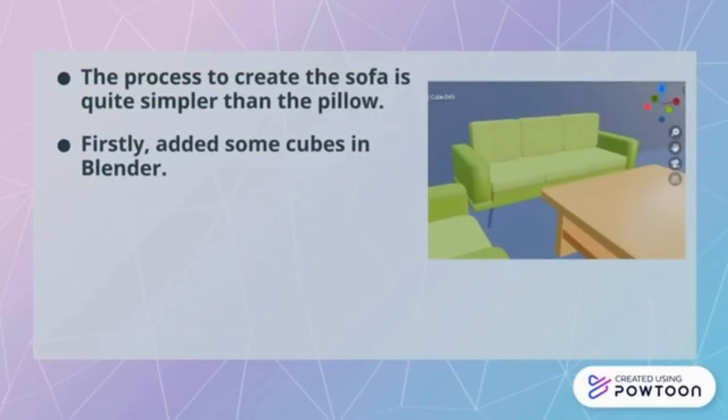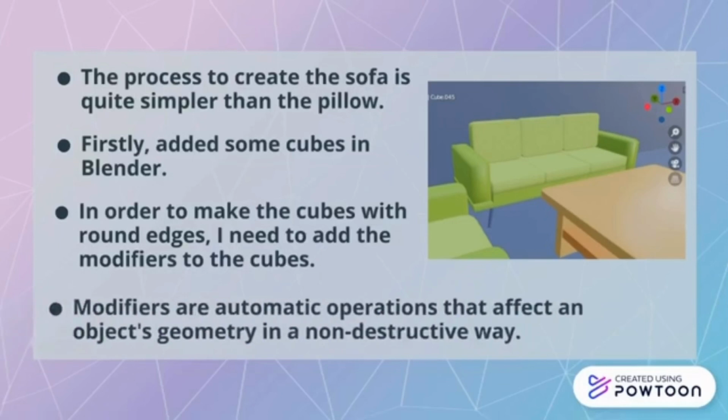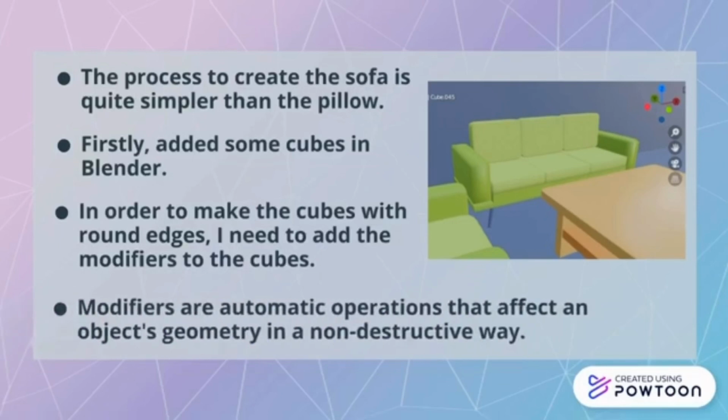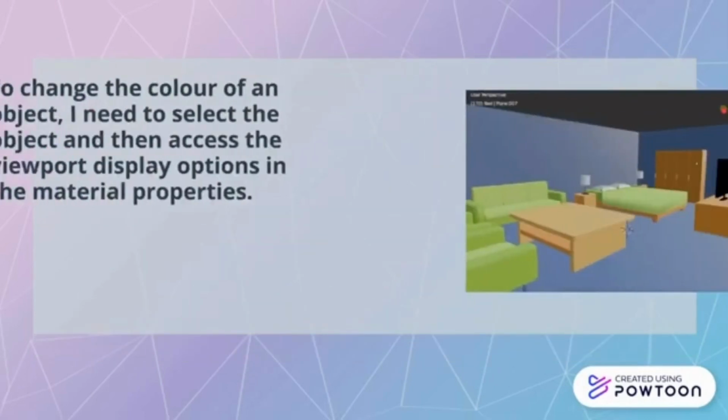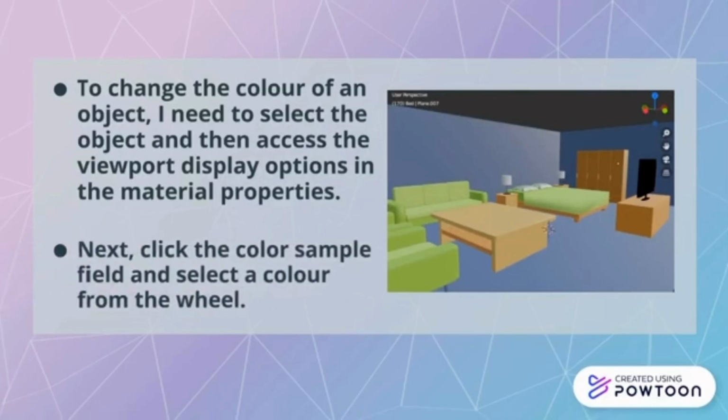Firstly, I added some cubes in Blender. In order to make the cubes with round edges, I need to add the modifiers to the cubes. Modifiers are automatic operations that affect an object's geometry in a non-destructive way. To change the color of an object, I need to select the object, and then access the viewport display options in the material properties. Next, click the color sample field, and select a color from the wheel.